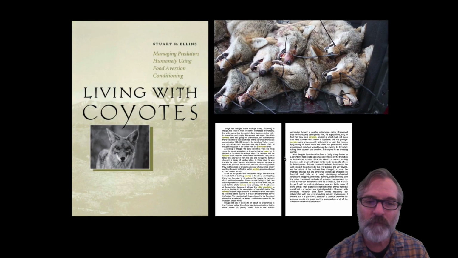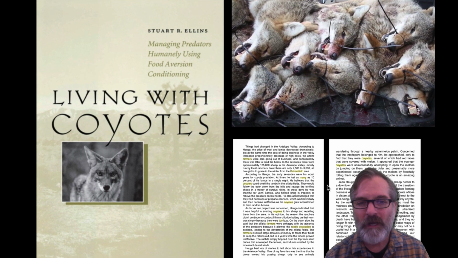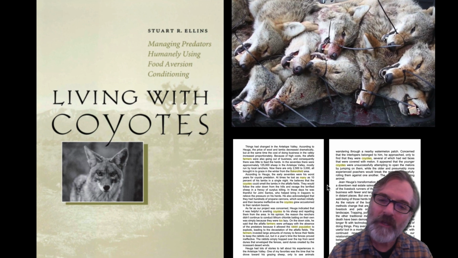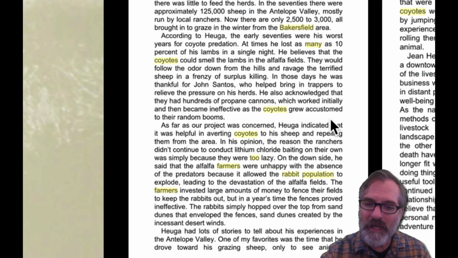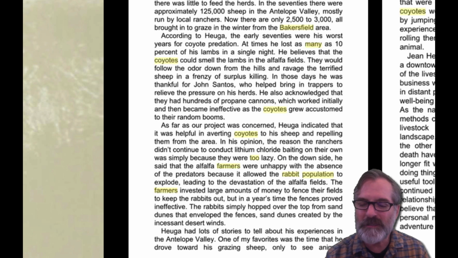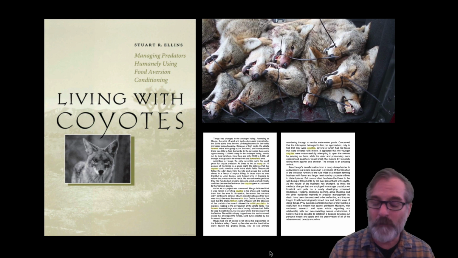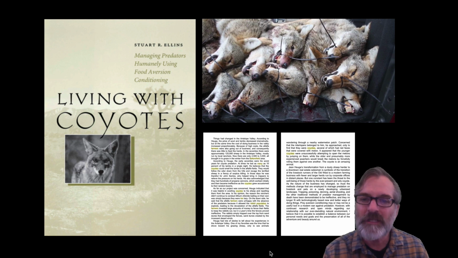Now, there's a book called Living with Coyotes, by Stewart R. Ellens, and basically he talks about right here that in the 70s in Bakersfield, California, a lot of the ranchers were really just annoyed with the amount of coyotes, so they went out and they just killed tons of coyotes and shot them. But what they didn't realize is once they killed all the coyotes, or many of the coyotes that were attacking their sheep and the lambs, right? They were losing a lot of their livestock.